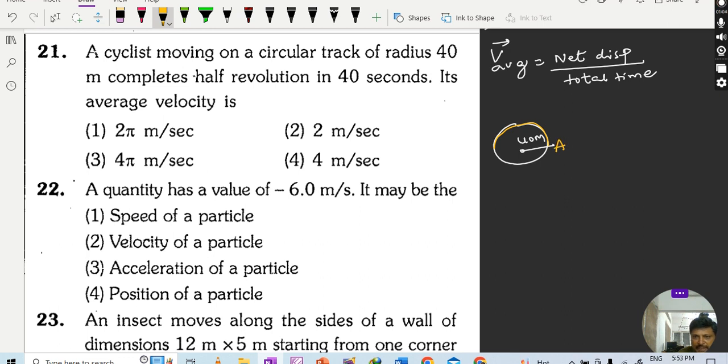Suppose this point is A, this point is B. Then average velocity means net displacement. Displacement is the shortest distance from the initial point to the final point. It means initial position to final position. This is the displacement. So this is 40, this is also 40 meter. So here net displacement is equal to 80 meter by total time taken.